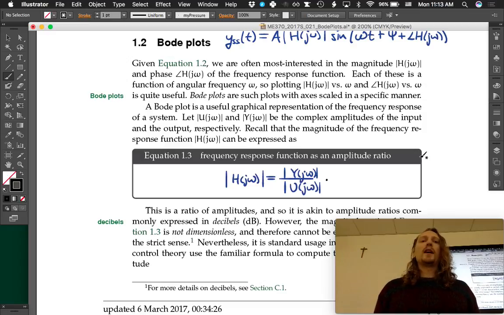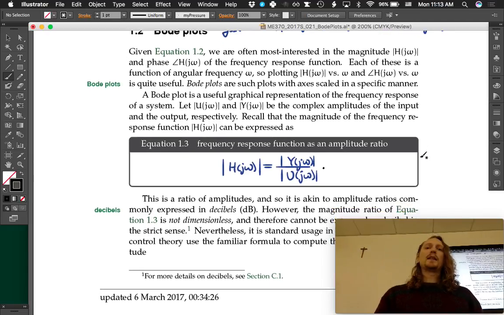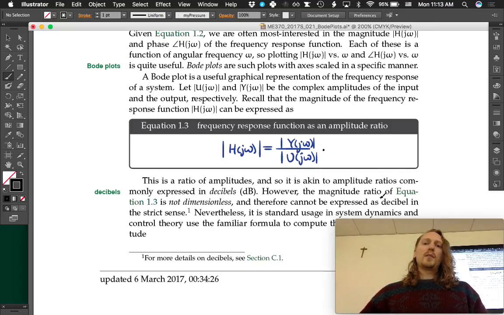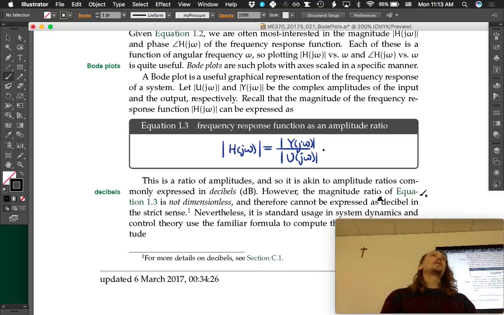So this is a ratio of amplitudes, right? It's a ratio of complex amplitudes, well, magnitudes of complex amplitudes. And so it is akin to amplitude ratios commonly expressed in decibels. Okay, we've talked about decibels before. In mechatronics, we talked about them a little bit. dB is the abbreviation for it. However, the magnitude ratio of this equation, we call it equation 1.3, is not dimensionless and therefore cannot be expressed as a decibel in the strict sense. It's a little typo there. As a decibel in the strict sense. So the decibel is dimensionless. It's a dimensionless ratio, right? It's an amplitude over an amplitude.